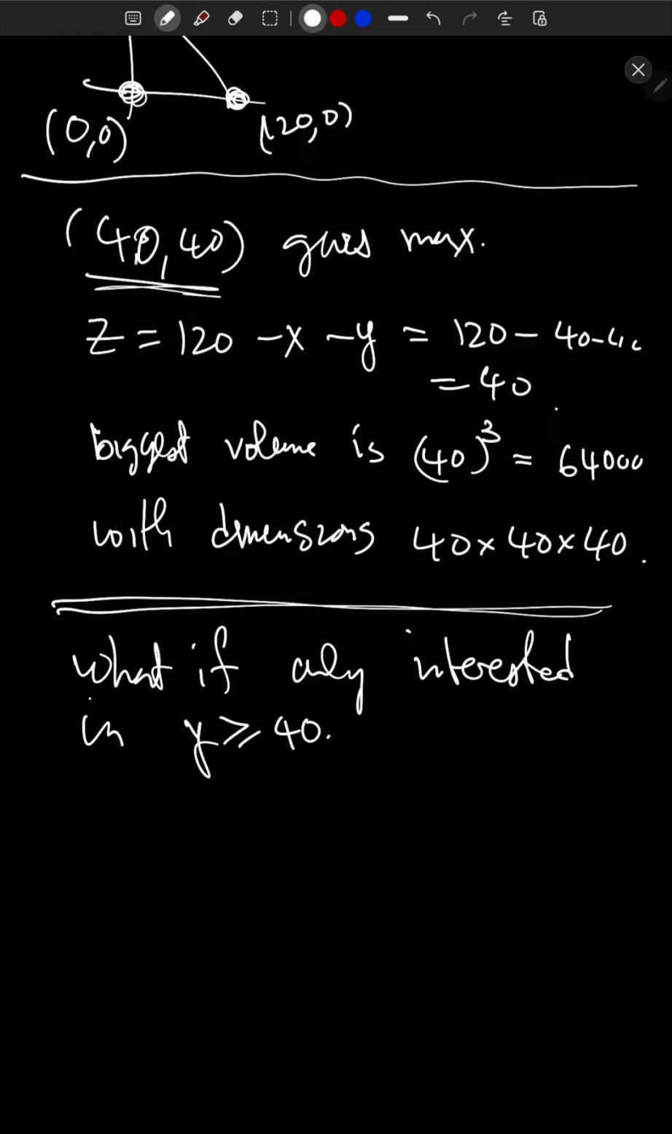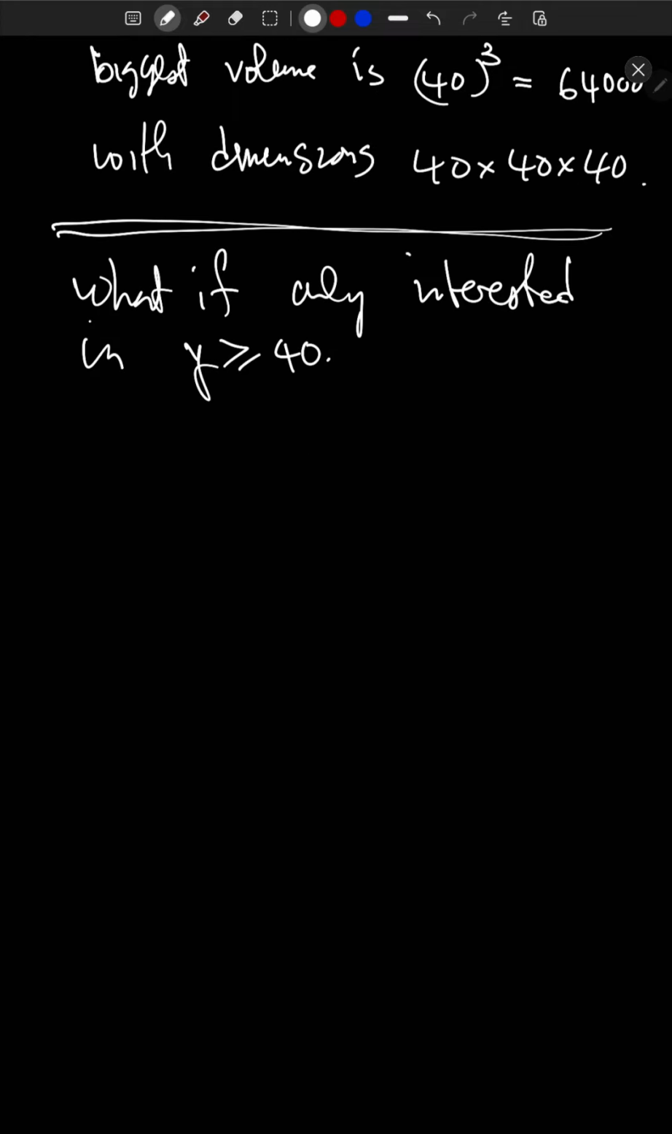So maybe we're a manufacturer and we want to ship through Amazon, and our product is longer than 40 inches or something, right? So obviously we can't do a 40, 40, 40 box. So how would that change my problem? Well, my triangular region would instead, right? I only interested in y bigger than 40.